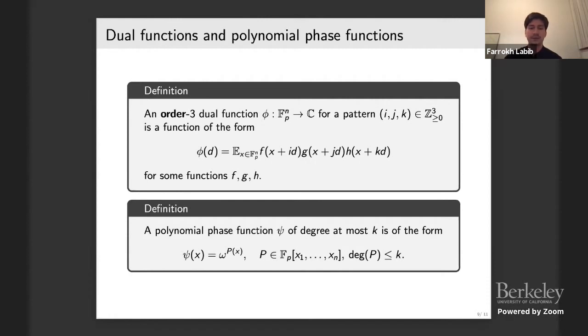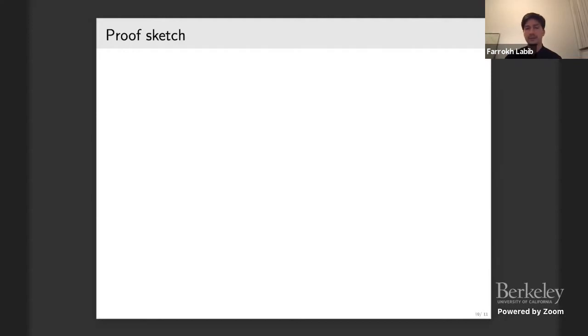And we show that that is false. In fact, we can define order k dual functions for any k, and our result says that we cannot approximate such functions using only polynomial phases of low degree. And a proof sketch goes as follows.